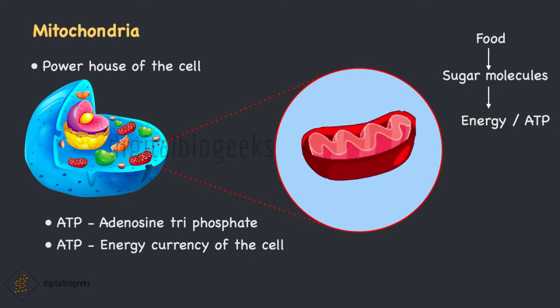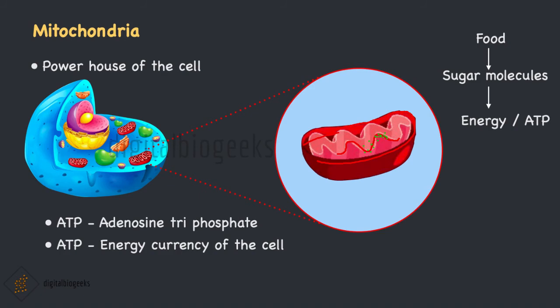The body uses the energy stored in ATP for making new chemical compounds or for mechanical work. Mitochondria has two membrane coverings. As you can see, this is the outer membrane and this is the inner membrane. The outer membrane is porous and the inner membrane is folded. This inner membrane consists of proteins which help in the synthesis of ATP. And the folds increase the surface area for the chemical reactions in ATP synthesis.